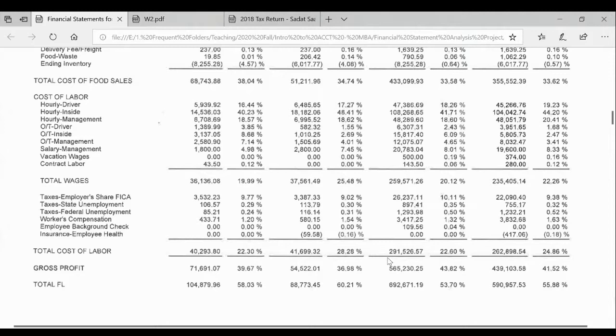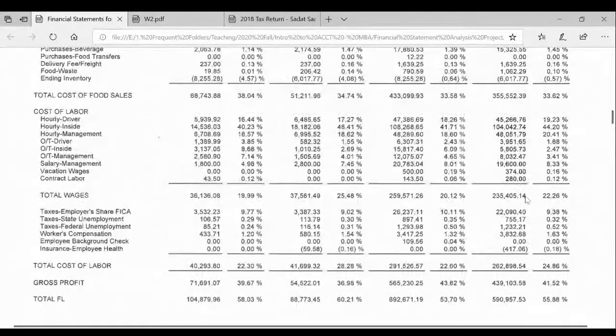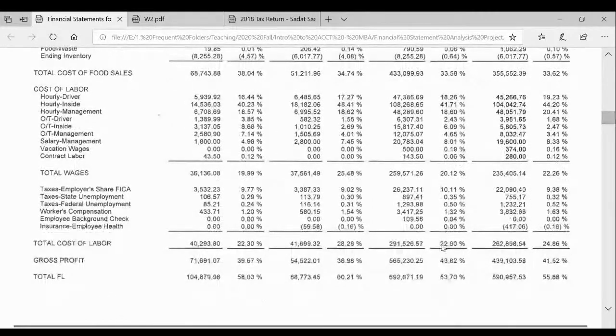So if you come down here, the 291, this includes all the taxes. As you see on the left side, taxes, employer share of FICA, state unemployment, federal unemployment, etc., etc. So all of these are additional payroll expenses. These percentages, you have to know the industry average to see whether they're reasonable or not. So we look at two things, this year compared to last year, and we also compare the percentages with the industry numbers.